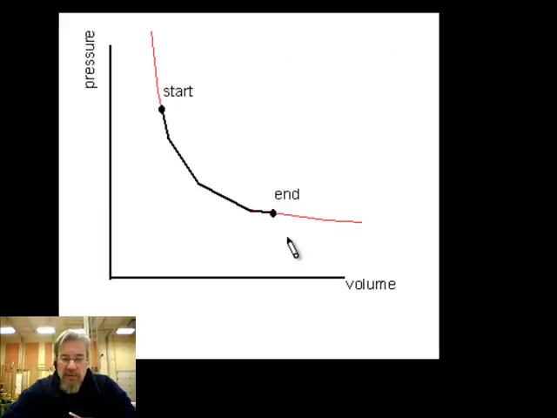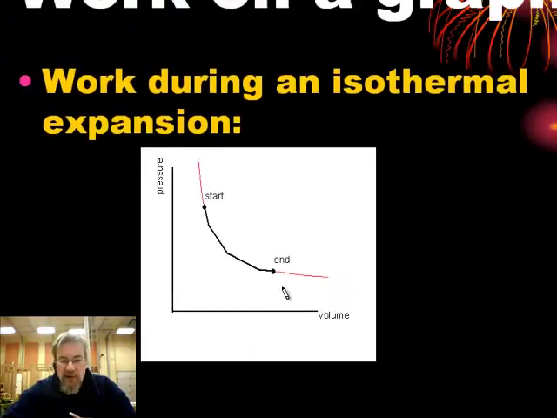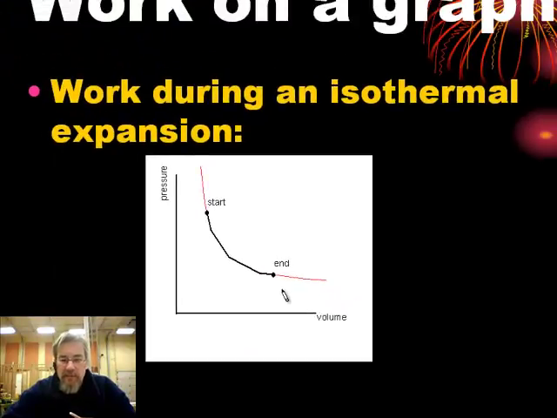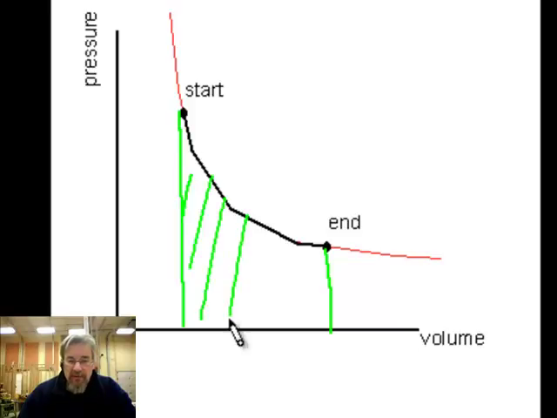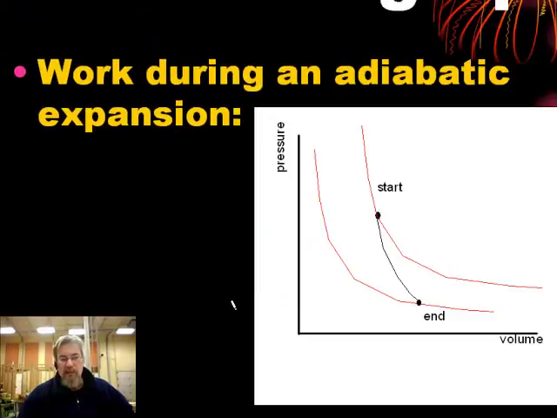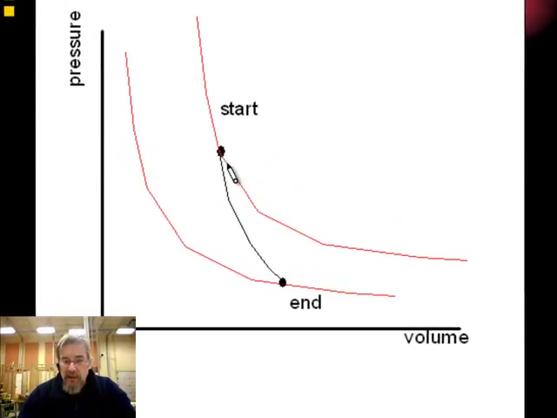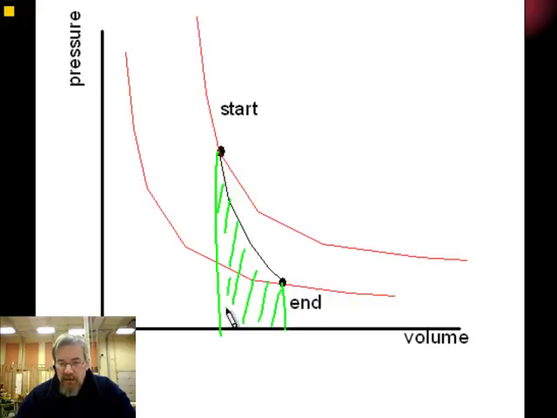There isn't any reason to believe that we couldn't take this general idea and expand it to curves and other kinds of shapes. Like, for example, during an isothermal expansion, here's my starting point, here's my ending point. This is a pressure volume curve, so if I could find the area under this curve, that would be equal to the work. Same thing would be true for an adiabatic expansion. My starting point's here, my ending point's here. If I could find a way to determine the area under that curve, that would be equal to work.